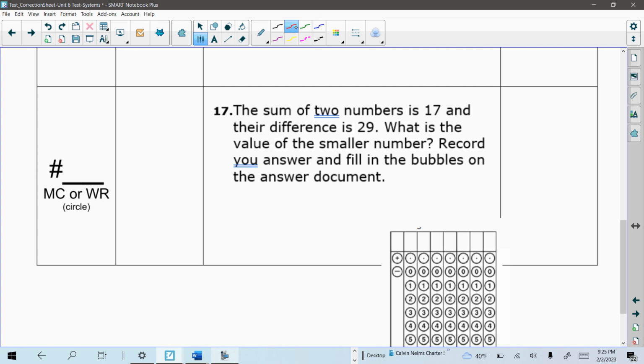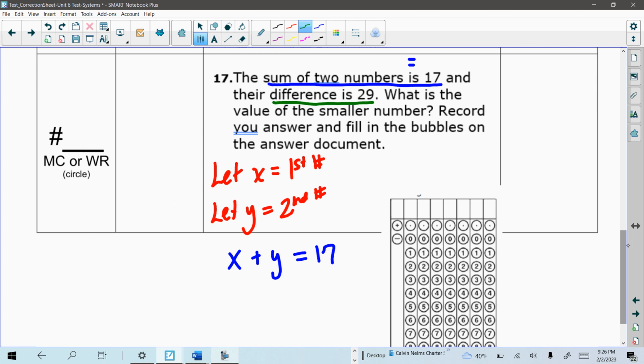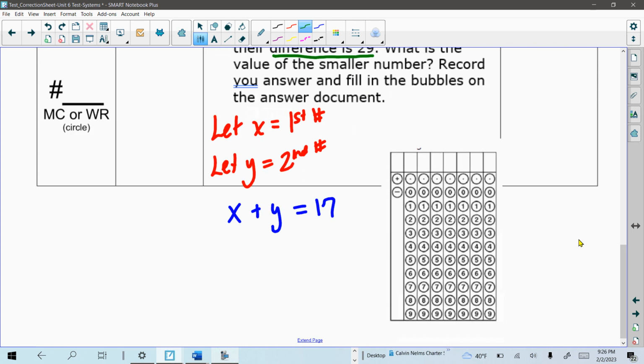When you have to work them out by yourself on your own, you always start off with let statements. Here you should have let x be your first number and y be the second number. And then here, the sum of two numbers, that word is where my equal sign goes, is 17. So we should have x plus y equals 17 as our first equation. And then it says the difference is 29. The difference is dealing with subtraction. So it's saying if you subtract the two numbers, x minus y equals 29.